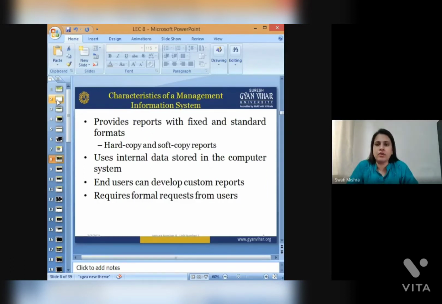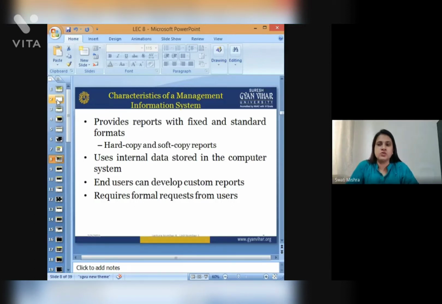So, if we talk about the characteristics of management information system, the first and the foremost is, of course, that it provides reports with one fixed or standard format that has been actually fed into it in the form of soft and hard copies. It uses the internal data which is stored in the computer system for further processing and giving out the outputs or the results as per the requirement of the management.